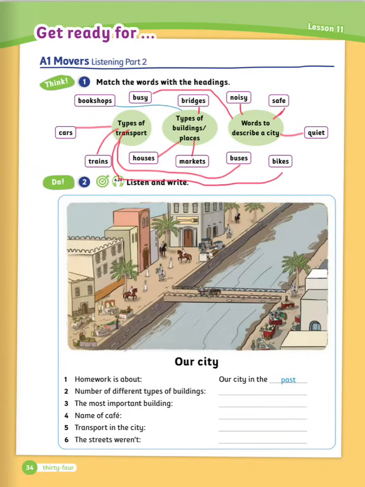And was there a cafe in the town? Yes, the Fork. Sorry? The Fork. F-O-R-K. Okay. Number 5. And what about transport?